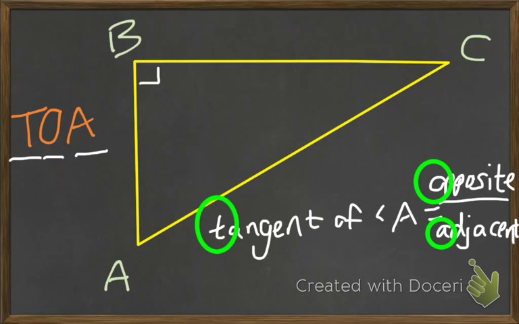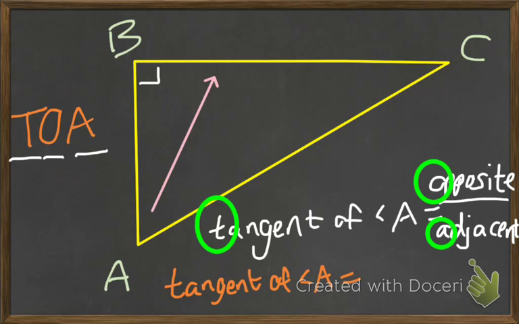So the tangent of angle A is a ratio. It's the opposite side length to A. So here's A, and I want to show the opposite side length to A, which is what? BC. The opposite side length to A is side BC. So we're looking at the length of BC.